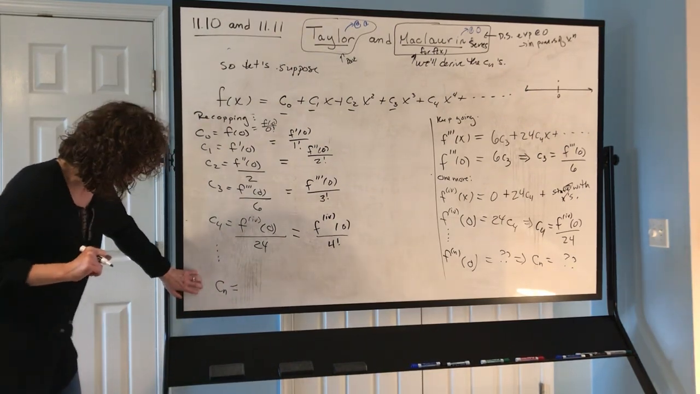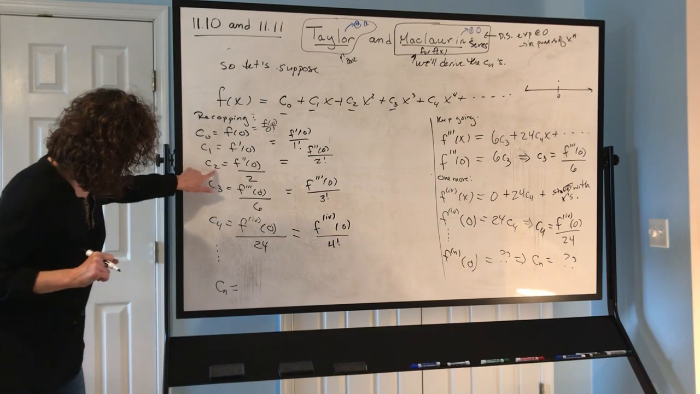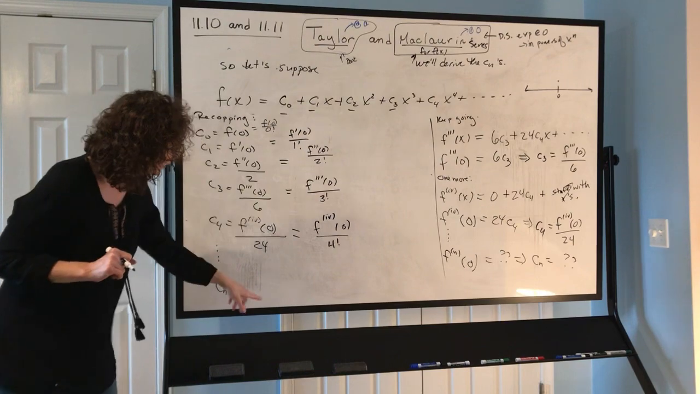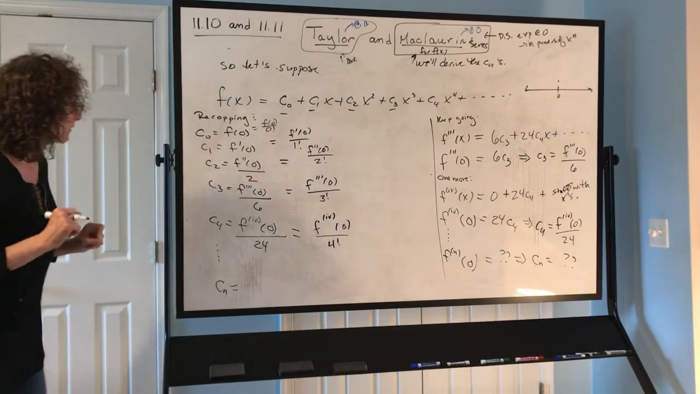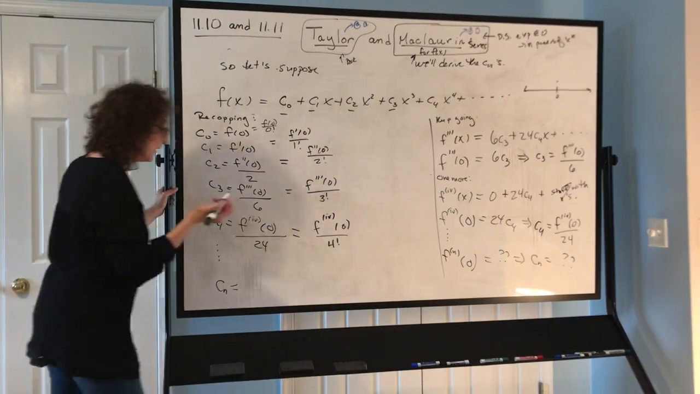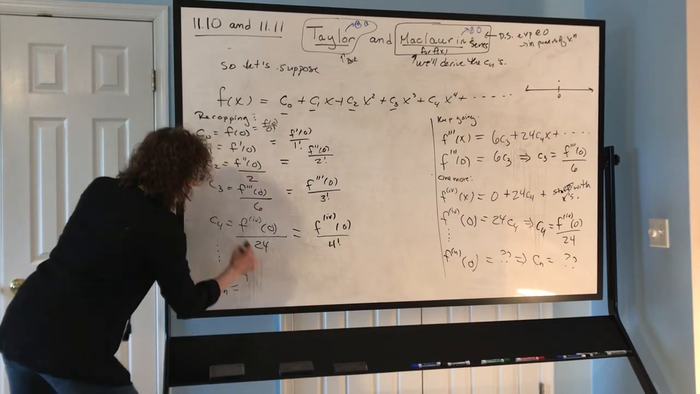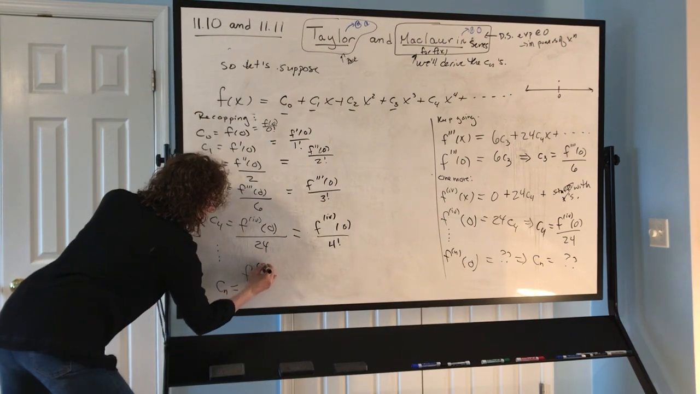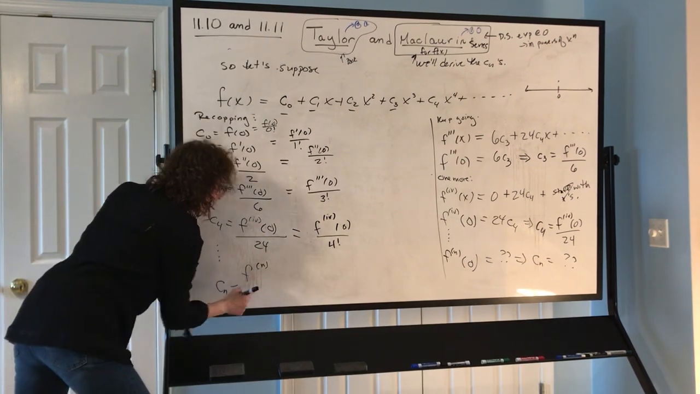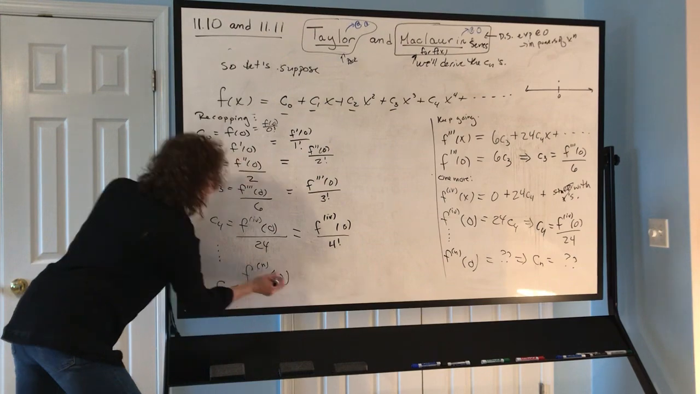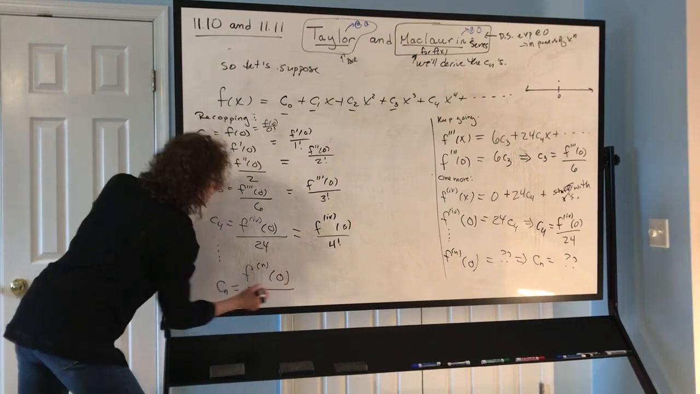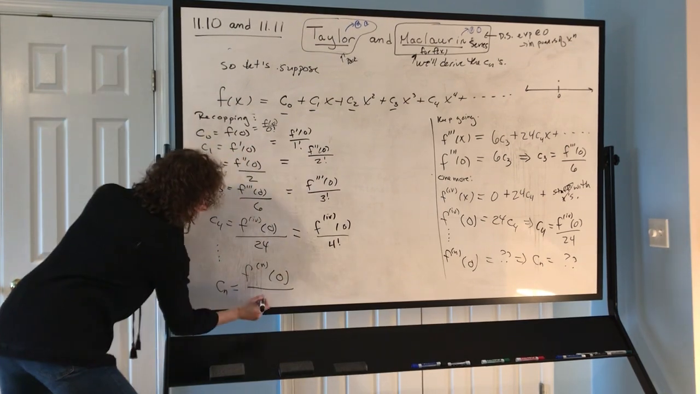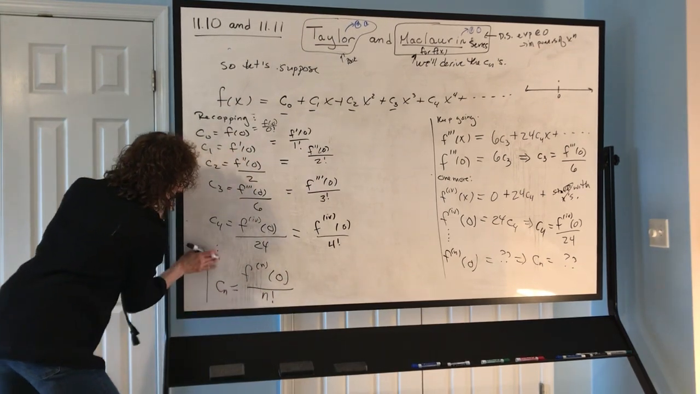Can we come up with a formula? How does this number relate to this number, the number of derivatives and the guy in the denominator? Not so hard, right? What is it? Cn, this number is the same as that number. So it's the nth derivative, got to have the parentheses, evaluated where? At 0, right? Divided by what? These numbers are the same, so divided by n factorial.